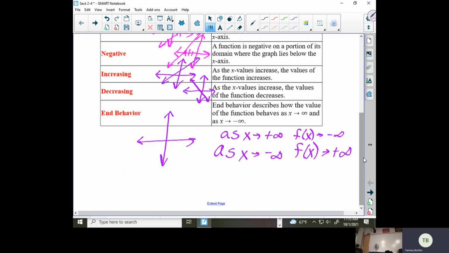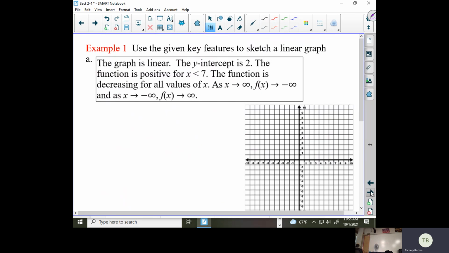Let's just say. So that means as it goes to positive infinity, it's going to be going down. And as it goes to negative infinity, it's going to be getting bigger and bigger. So it could look something like this. It doesn't have to be a straight line, but that would be a situation where as your x gets bigger and bigger, your graph goes down to negative infinity. As your x goes to negative infinity, your graph gets bigger and bigger, which is positive infinity. Okay? So let's go to our first example here.